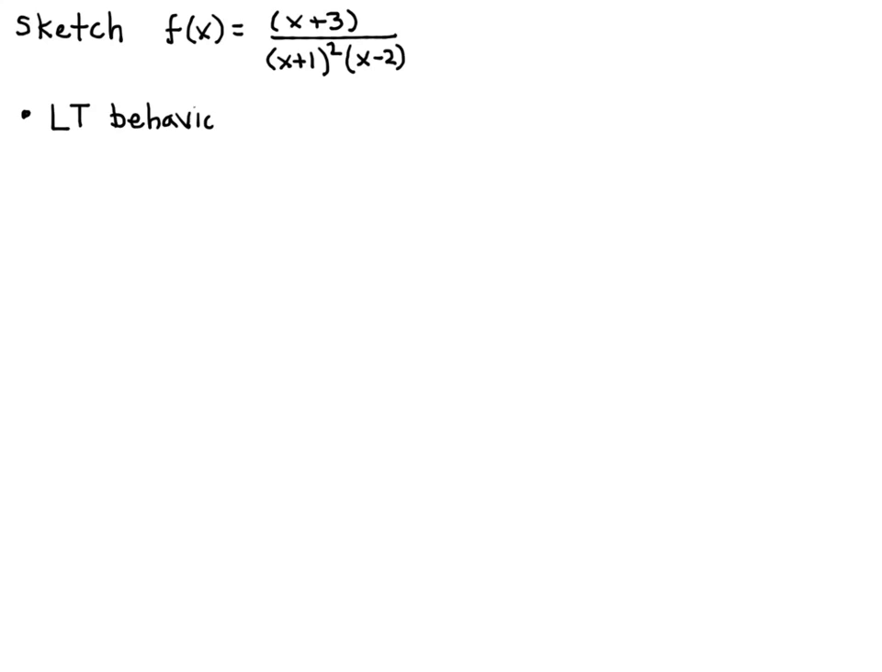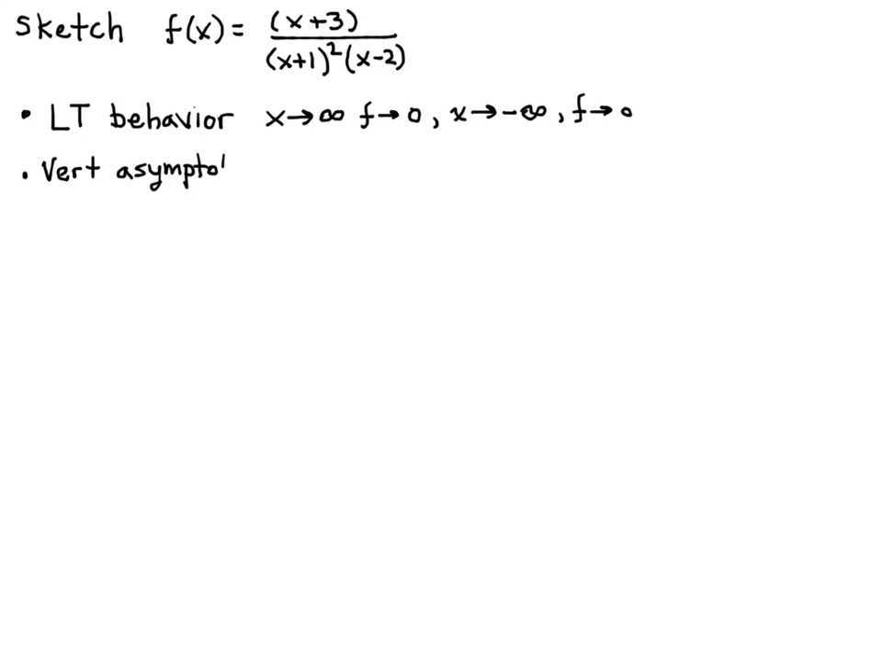Okay. So we have f of x equals x plus 3 over x plus 1 squared times x minus 2. So let's look at the long-term behavior. As x goes to infinity, f is going to go to 0, and as x goes to negative infinity, f is also going to go to 0. Why does it go to 0? The degree, right. The denominator degree is higher than the numerator degree. So the long-term behavior says it's going to go to 0.